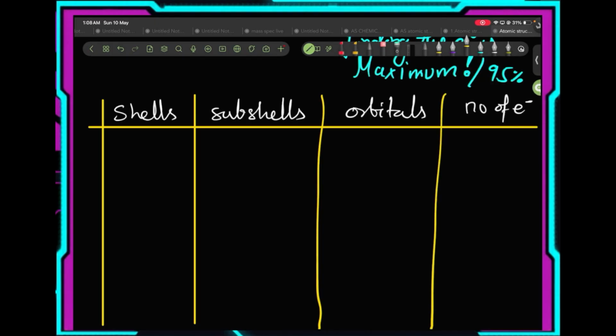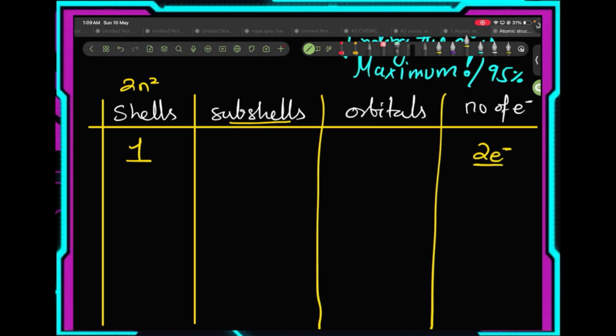Let's just connect these. The first shell, we call it the K shell. How many electrons should the first shell have? Let's link it with electrons. 2 electrons, 2n square, right? You apply the formula 2n square to find the electrons. For these 2 electrons, how many subshells does it need?